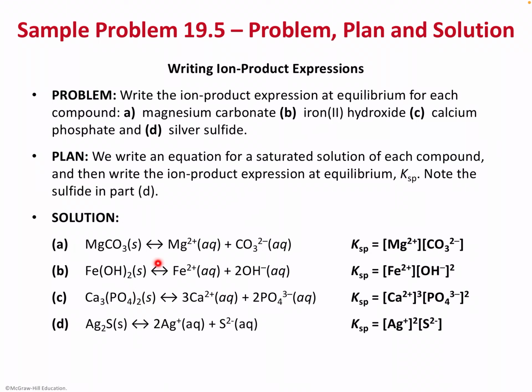And iron(II) hydroxide is written like this. Iron(II) means iron has plus 2 charge, hydroxide is negative 1. When you crisscross the charges, Fe(OH)2. It dissociates into ions, Fe2+ ion and 2 hydroxides. The KSP would be iron 2+ concentration times hydroxide concentration raised to the power 2, since there are 2 hydroxides. And calcium phosphate, this is how you would write it.